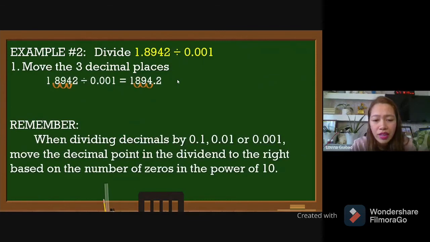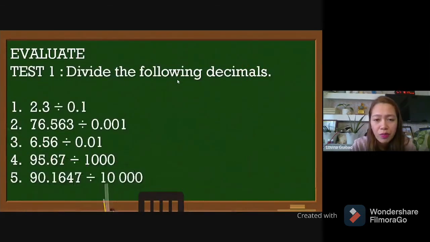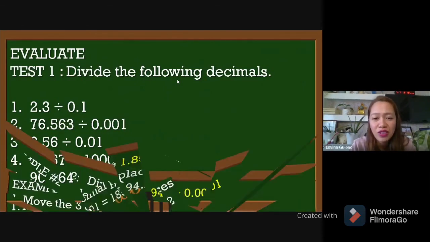Remember, when dividing decimals by 0.1, 0.01, or 0.001, move the decimal point in the dividend to the right based on the number of zeros in the power of 10. So I hope na naunawaan natin yon. You can try this in your sample notebook. I hope that you understood how to divide decimal numbers with a whole number, or dividing decimal numbers with another decimal number, and dividing decimal numbers by the power of 10. I hope to see you in our next video.